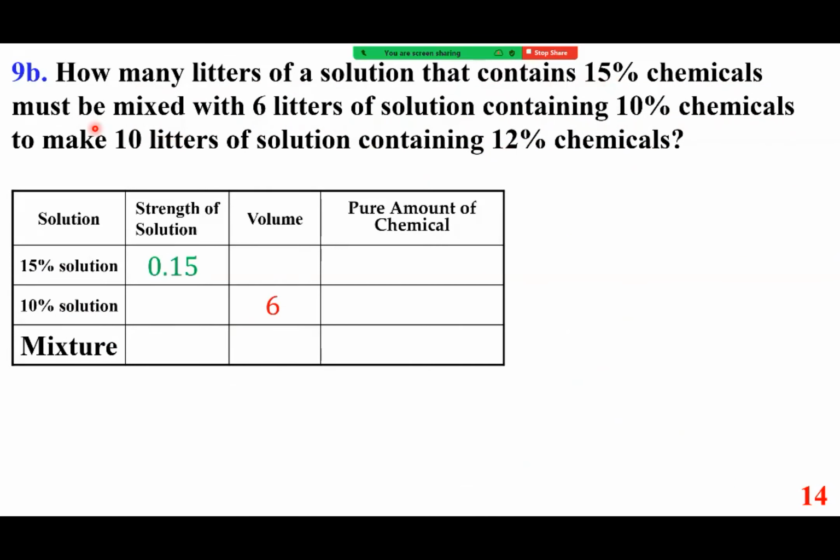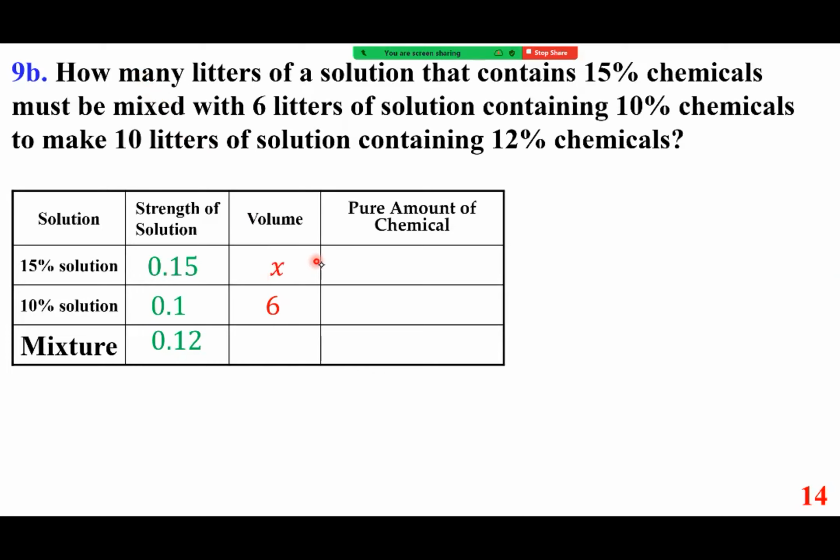So 15% solution, if we go one by one, how many liters of a solution containing 15% chemical must be mixed with 6 liters of 10% chemical? 10%, right, 0.1, to give us a 12%. Those are the given ones. How much do we need here? How about X amount?